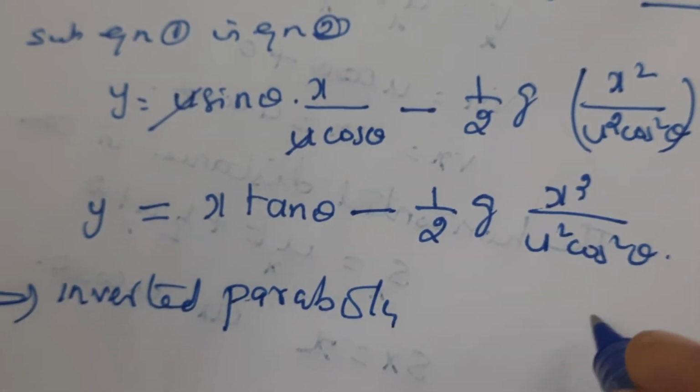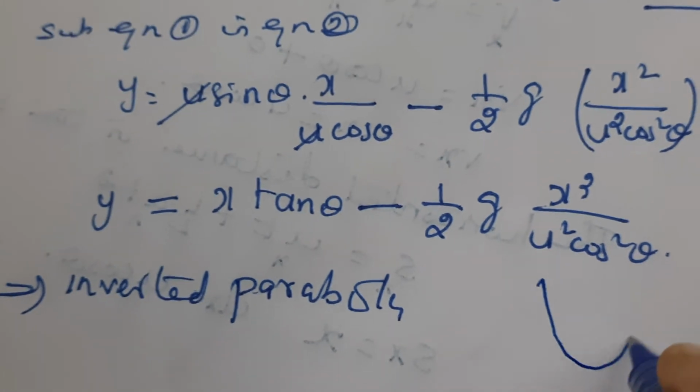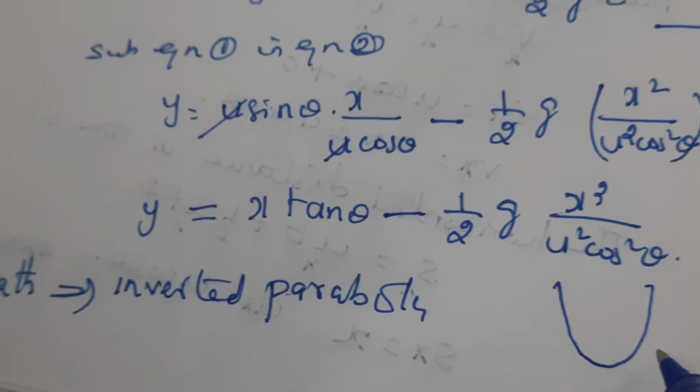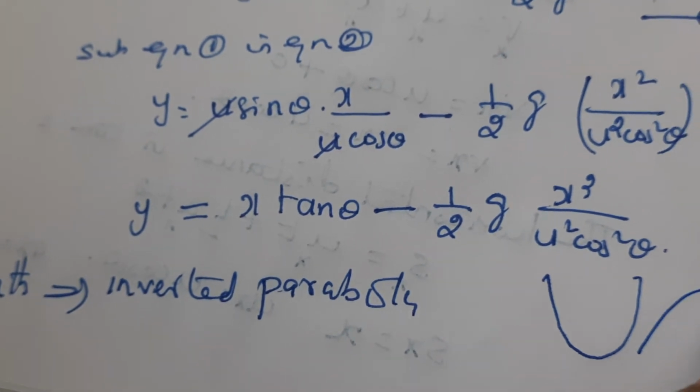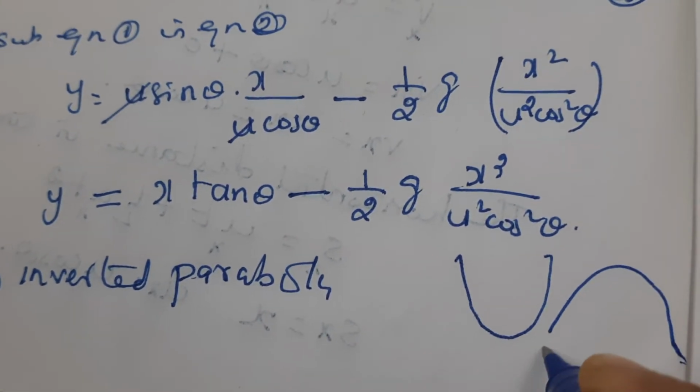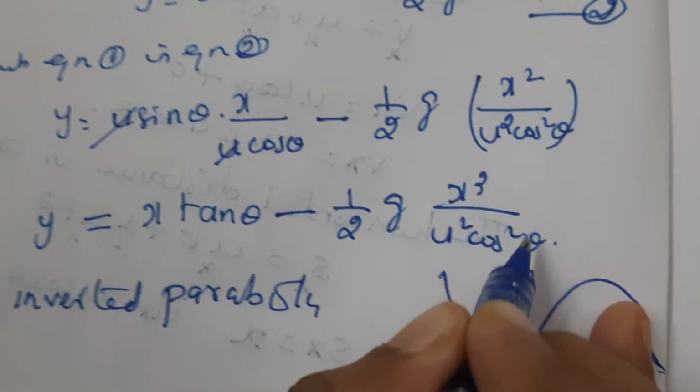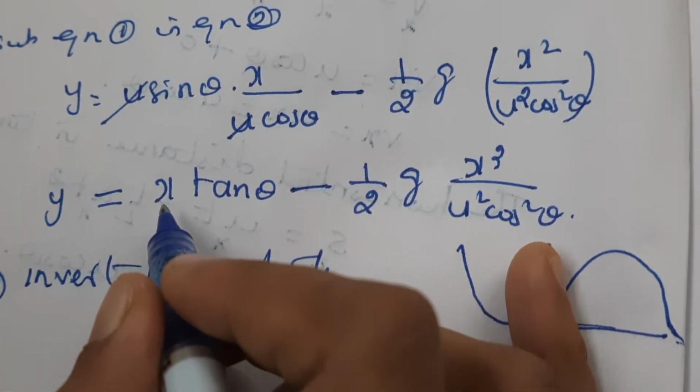You may have learned parabolic path. This is the parabola. So here we are throwing the object in the horizontal direction at an angle. So this is like in this manner. So this is called inverted parabola. So this equation is similar to the equation of the parabola.